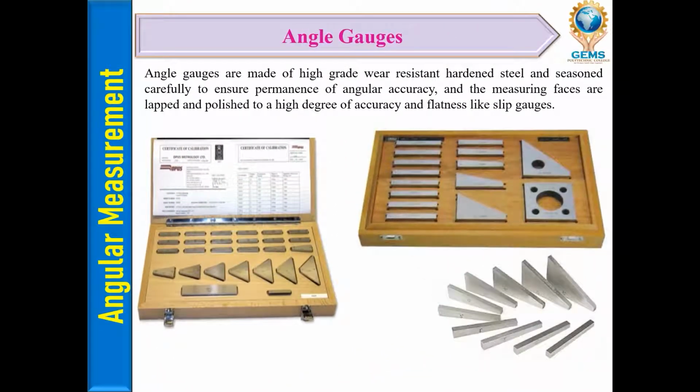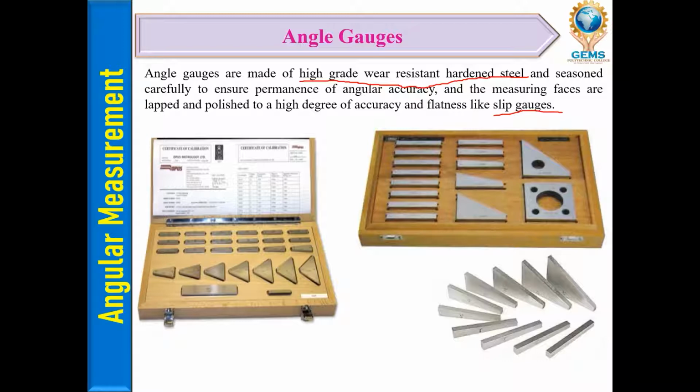Next one is angle gauges. Angle gauges are made of high grade wear resistant hardened steel and machined carefully to ensure the performance of angular accuracy, and the measuring faces are lapped and polished to a high degree of accuracy and flatness like slip gauges. In earlier classes we saw about the slip gauges, right? So like the slip gauges, the angle gauges also will be there.